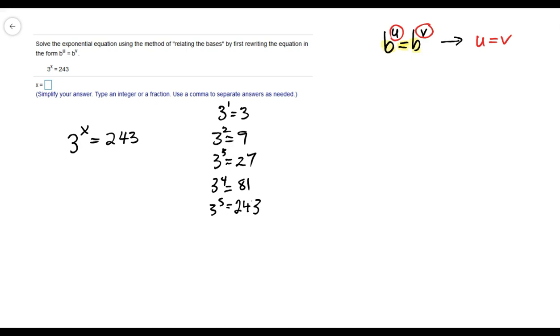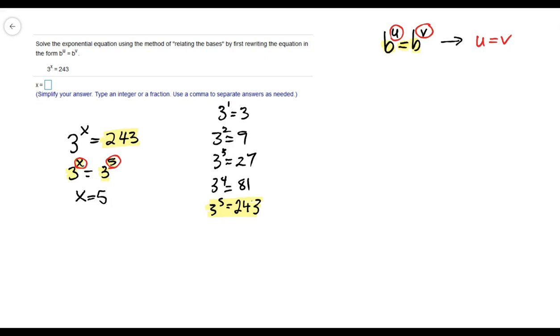So because of this, 243 and 3 to the fifth are equal to each other. I'm allowed to change that 243 to 3 to the fifth. 3 to the x equals 3 to the fifth. Now that I've written this equation so that the bases are the same on both sides, I know that the exponents have to be equal to each other. So x is equal to 5. So that allows me to reduce the equation down, and this is an equation that's already solved.